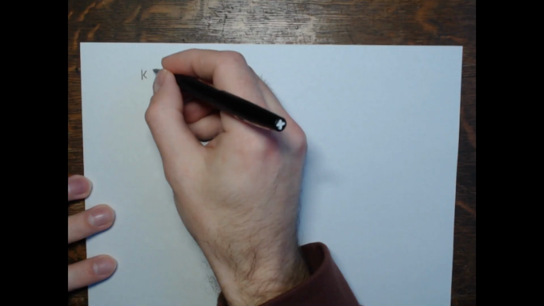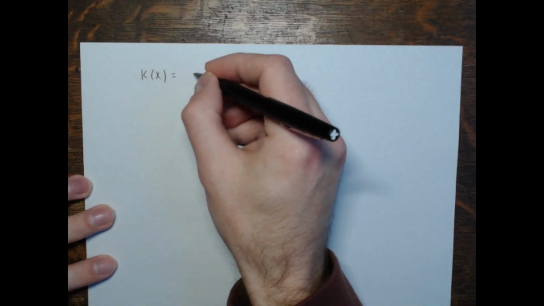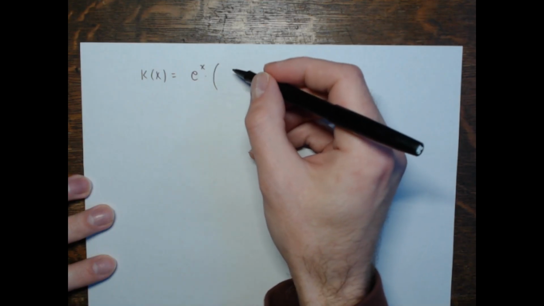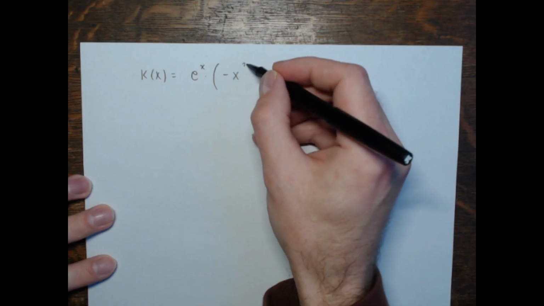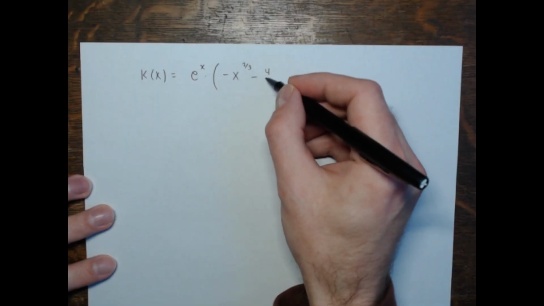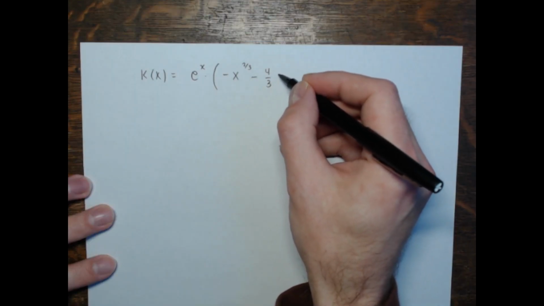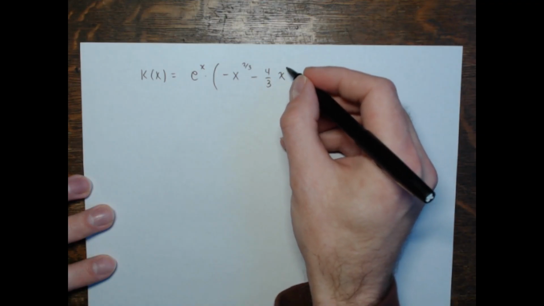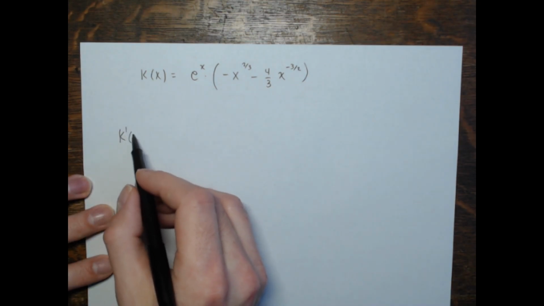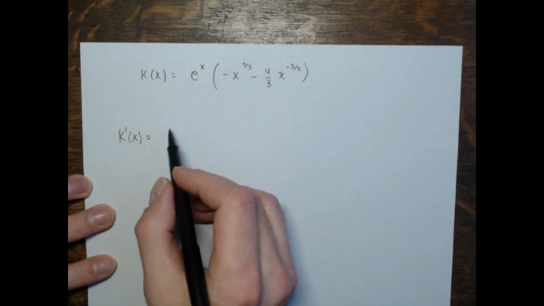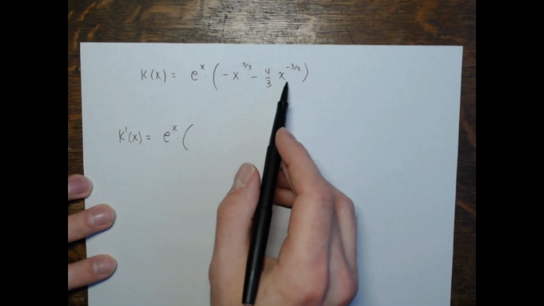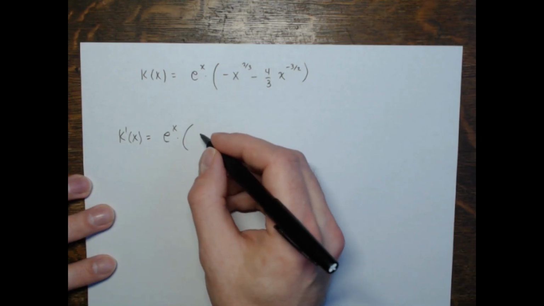All right, so we're given k of x equals e to the x times negative x to the 2/3 minus 4/3 times x to the negative 3/2. So again, going through the product rule here, leave the first factor alone, e to the x times, and then the derivative of the second one, a couple of power rules, one for each term.